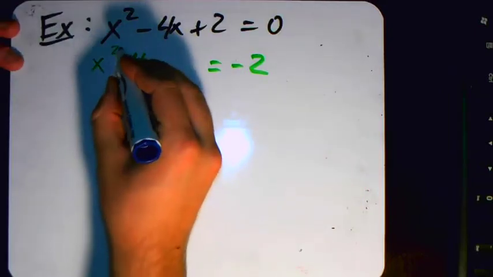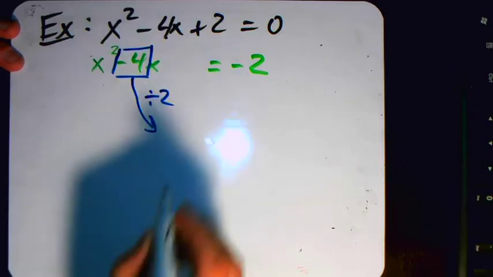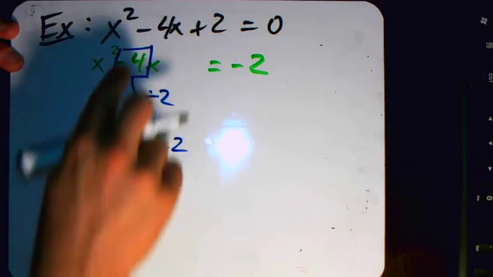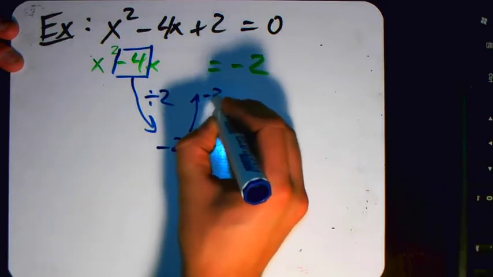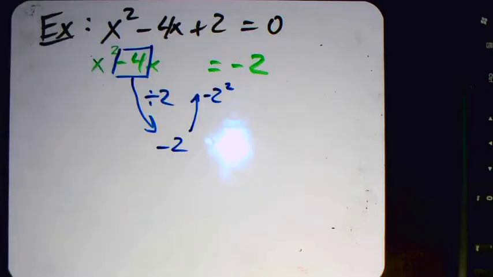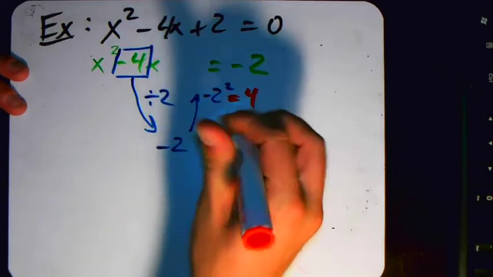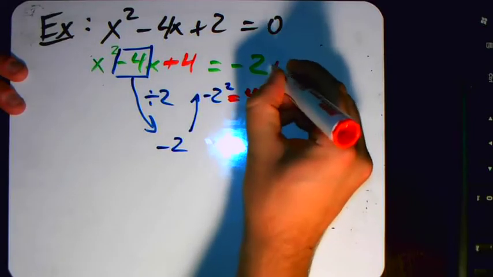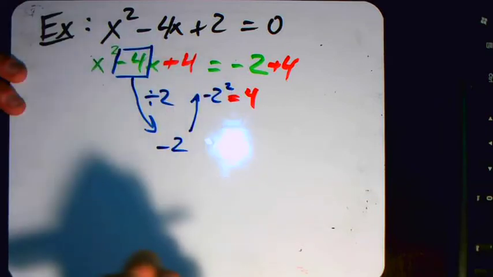Okay, so I'm going to take my b term, which is negative 4, divide by 2 to get a negative 2. Negative 4 divided by 2 is negative 2. I am going to take this and square it to get a positive 4. And this is the number that I'm going to add on both sides of this equation. So my square that I am completing is a positive 4. Divide your b by 2 and then square it.